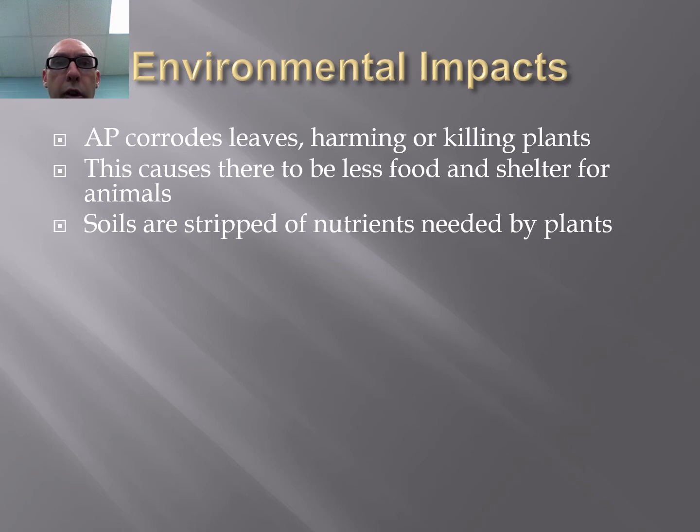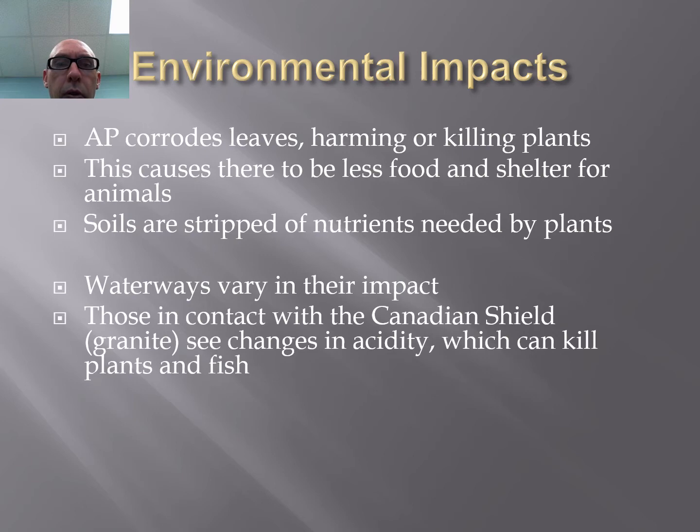The acid precipitation, when it reaches water, it depends on what is surrounding the water. So there's a variety of impacts. Those waterways, lakes, rivers, streams, everything, in contact with the Canadian Shield. The Canadian Shield, the main rock there is granite, and those areas see changes in their acidity, usually making them more and more acidic, and that results in killing the plants and fish. People will look at some of these lakes and say, I don't see why there's a problem. They're beautifully clear. I can see a long way down. If you see a long way down, that means they're usually very acidic and nothing can survive.